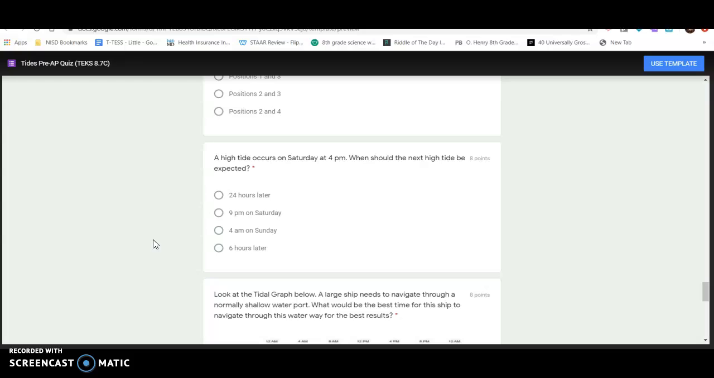A high tide occurs on Saturday at 4 p.m. When should the next high tide be expected? 24 hours later, 9 p.m. on Saturday, 4 a.m. on Sunday, or 6 hours later?